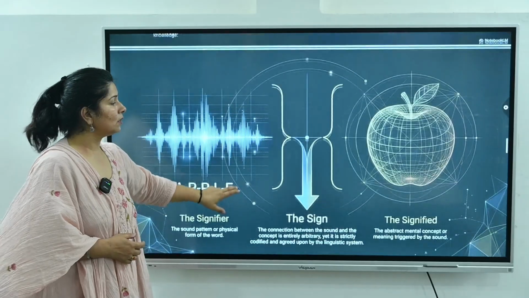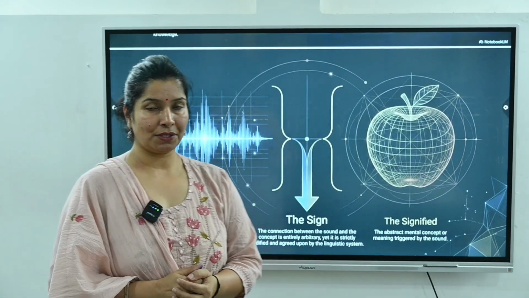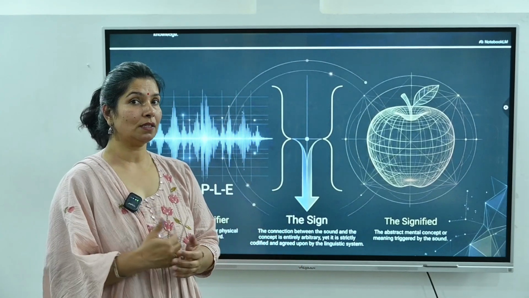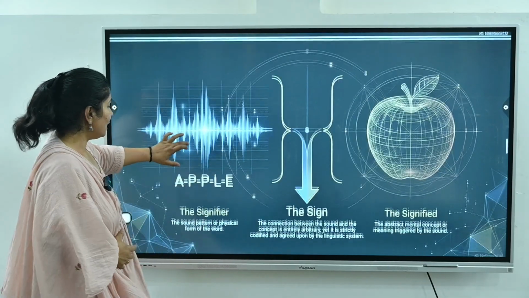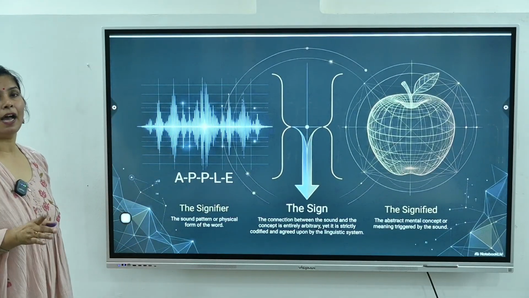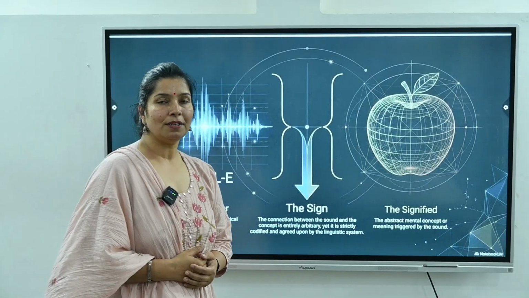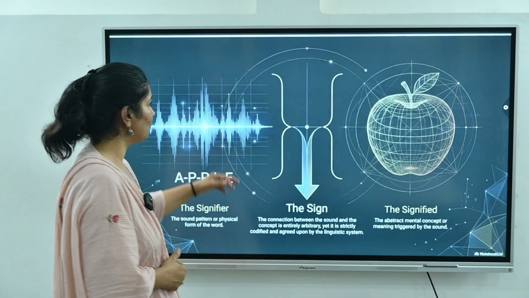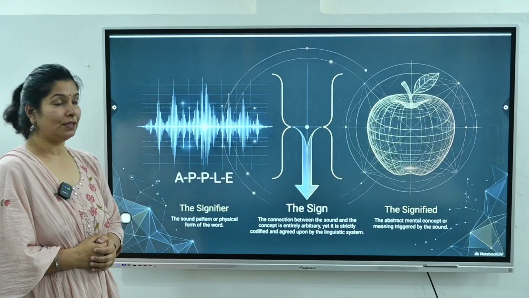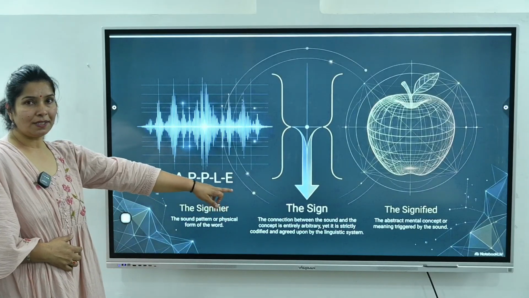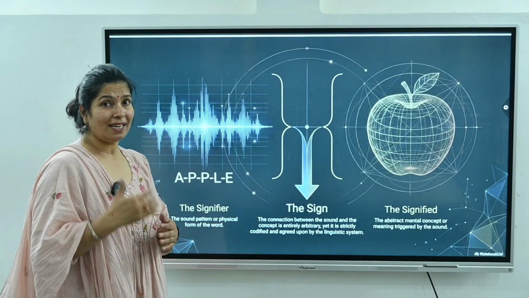If we talk about the major concepts in linguistics which help us to understand the study more deeply, the first one is the signifier and signified. As we have studied in structuralism theory in English literature, we can find these sign, signifier and signified concepts there also. So, what is a sign? A sign is a combination of signifier and signified. So what does it mean?